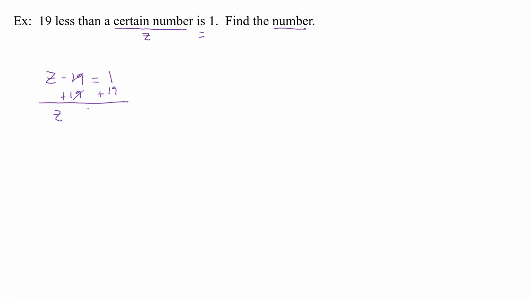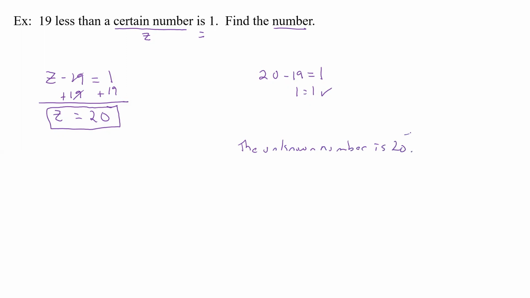Z equals 1 plus 19, that's 20. And so that is going to be our solution. Now does that make sense? Does 20 less 19 equal 1? Well, 20 minus 19 is 1, so it checks. And so we say the unknown number is 20. And that would be then our solution, okay?